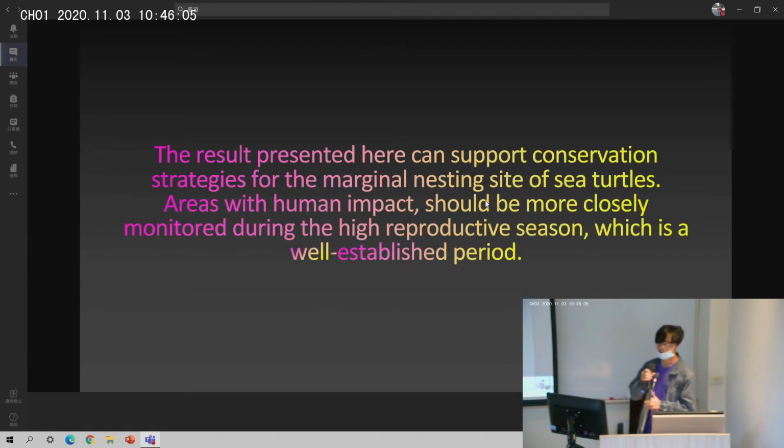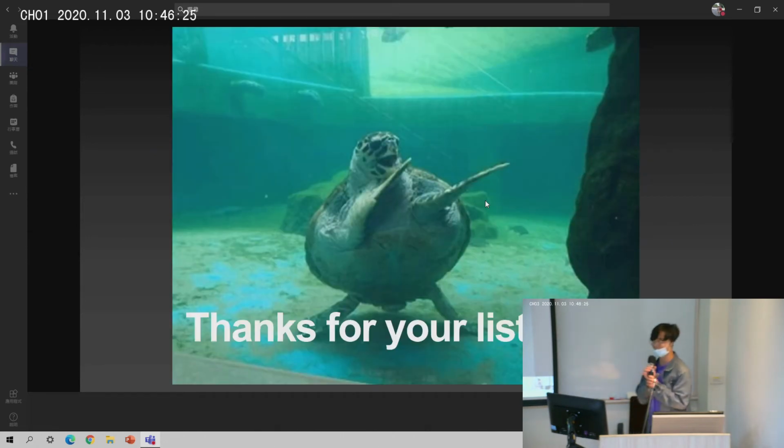The result presented here can support conservation strategy for the marginal nesting site of sea turtles. Areas with human impact should be more closely monitored during the high reproductive season, which is a well-established period. Thanks for your listening.